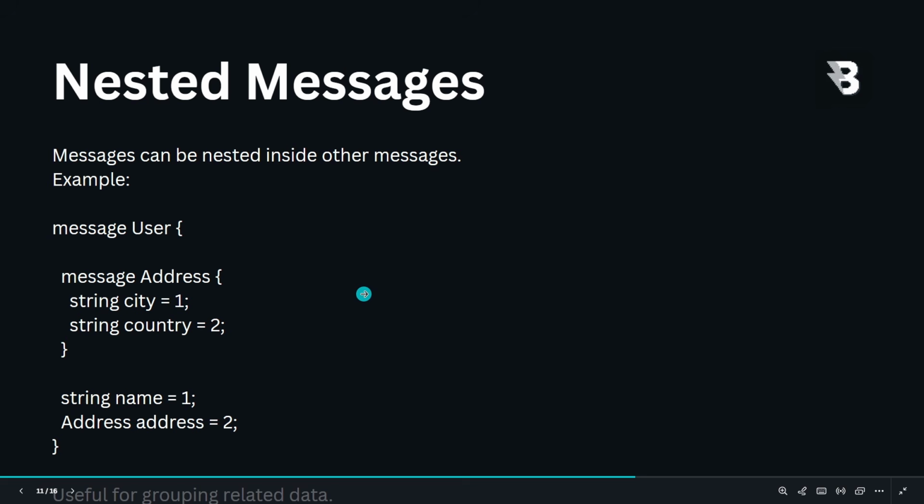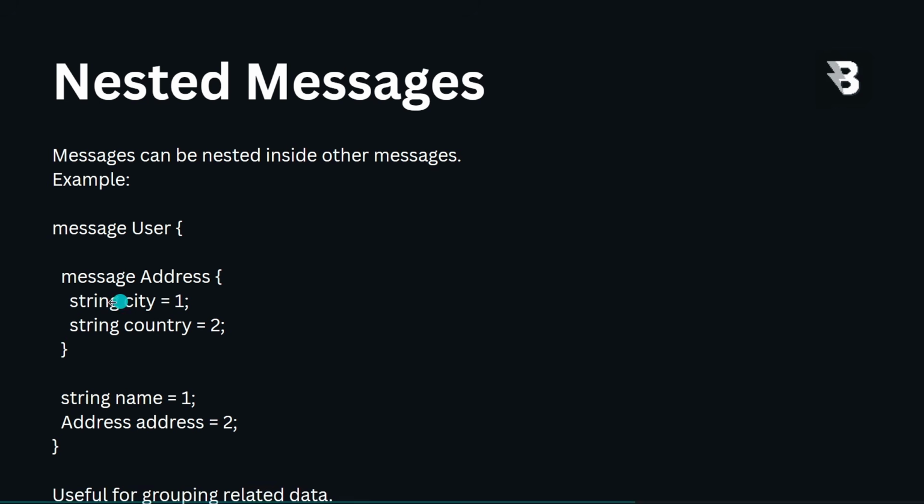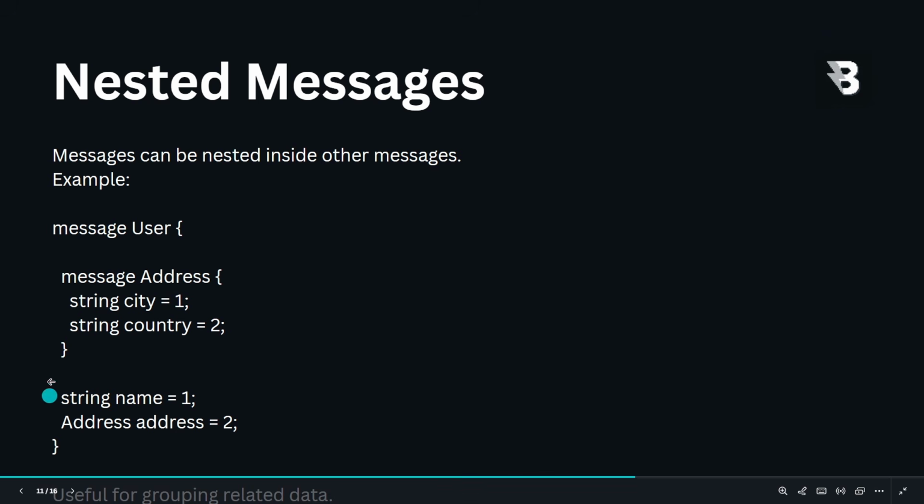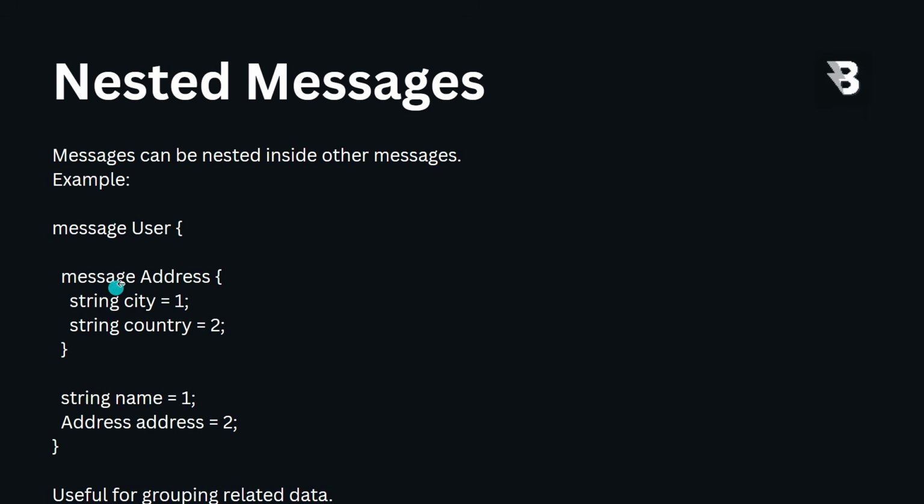Next, we can also embed nested messages within a message. So for example, you see here, we have a message user, and inside of that, we have another message embedded, which is address. And it has its own field, string city, string country, and so on.